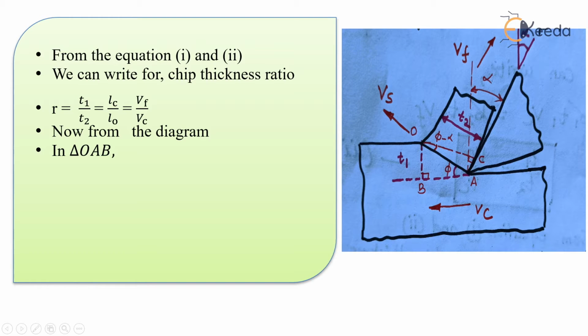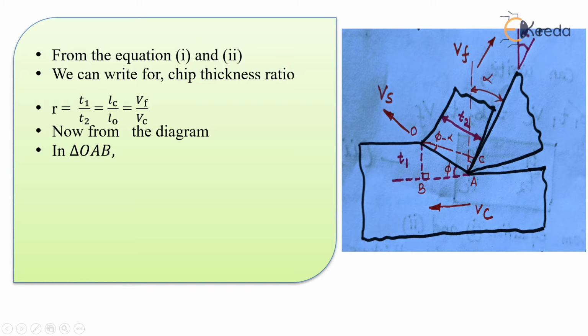As I mentioned, there are three velocities. One is the cutting velocity VC in the cutting direction. Along the shear plane is VS, the shear velocity, and the chip C is moving on the rake face. This is known as the rake face of the tool. The chip is sliding over the rake face of the tool with the flow velocity Vf. So we can write r as T1 by T2, or LC by LO, or Vf by Vc.